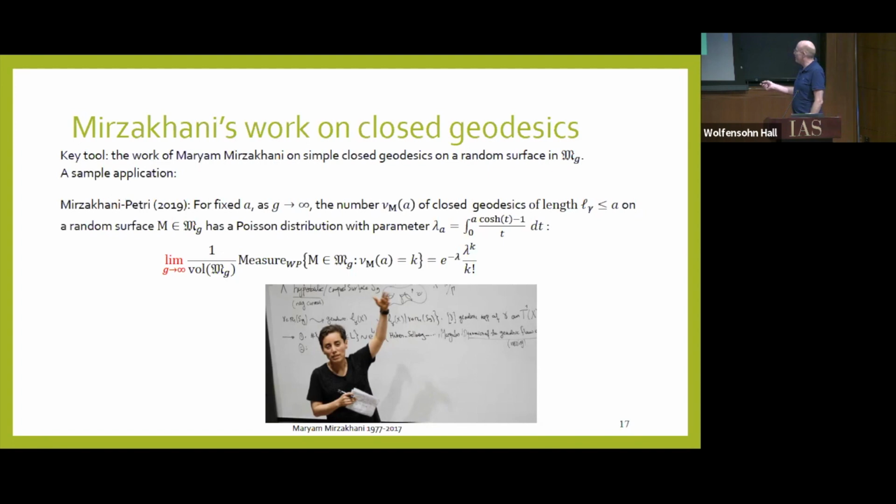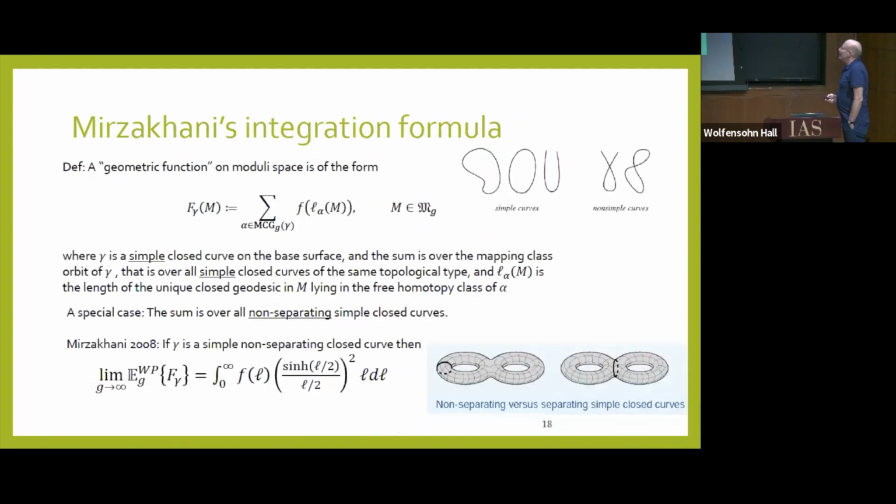And here's my lecturing about this. To go back to Akshay's question: what is this theory giving you? It allows you to compute averages of certain random variables on the moduli space, called geometric functions. What you do is essentially count the number of simple closed geodesics on the surface. That is something you can do. What is simple? This is non-simple. This is a self-intersection.